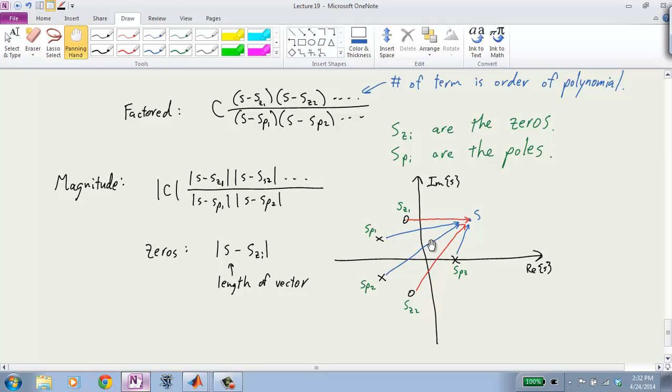What does that mean if you're near one of the zeros? What will the magnitude be? It'll be very small. Okay? If you're near one of the poles, it'll be very large. That term will dominate the rest, right? If you're very close, you'll be dividing by a very small number. So already from the zero pole plot, you can, in your mind, imagine a very interesting contour.